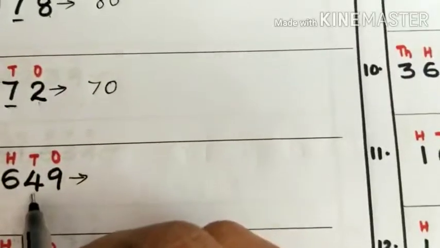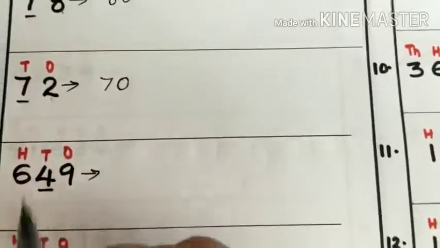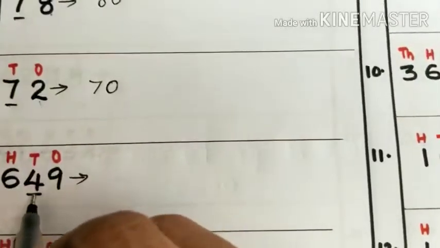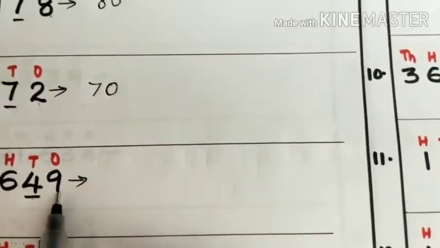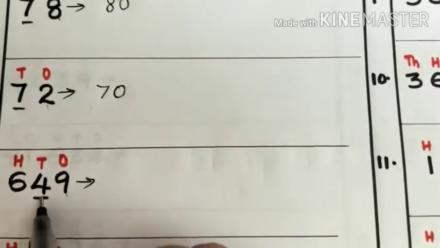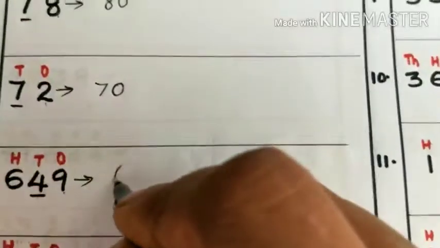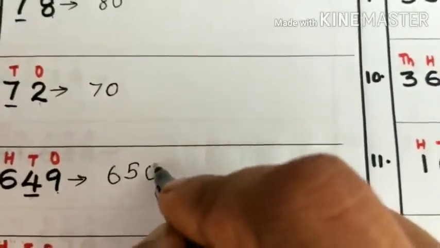Ones, tens. We have to underline the tens place digit in 649. Tens place digit 4. Next digit 9. 9 is greater than 5. So 4 will change. 49 will become 50. 650.